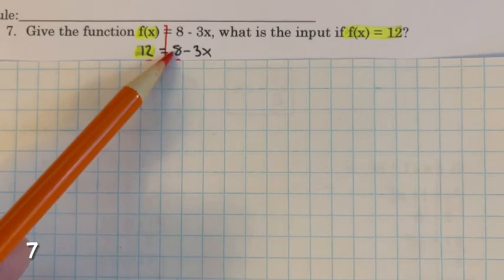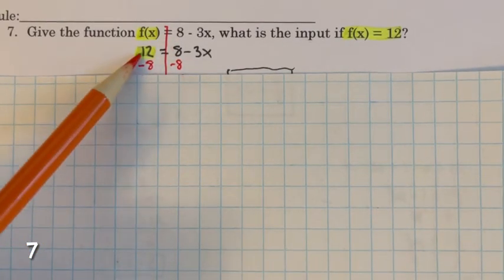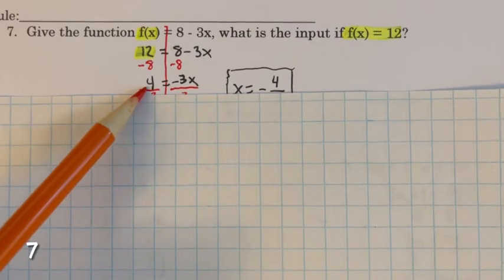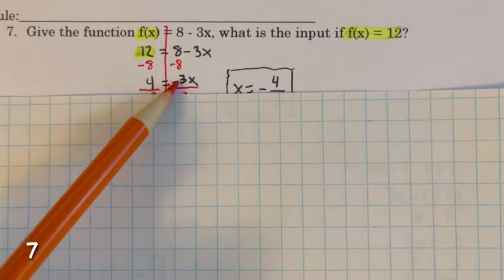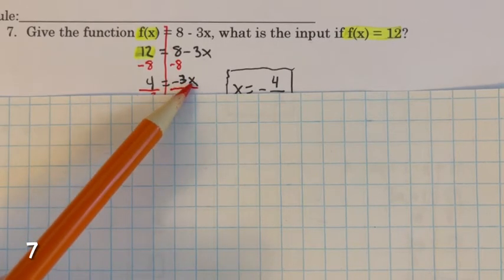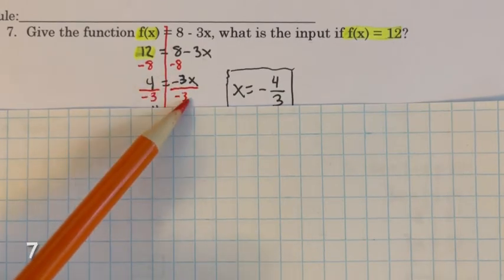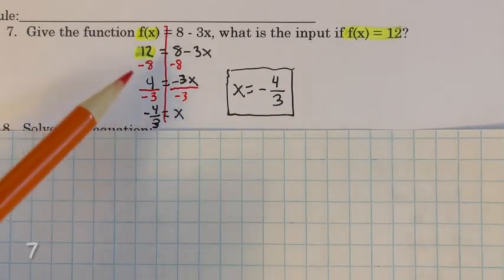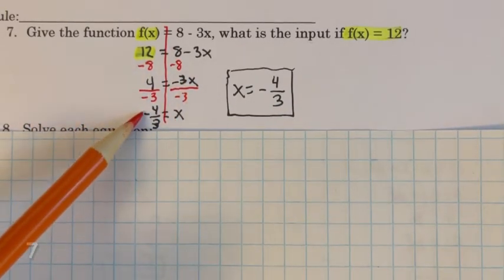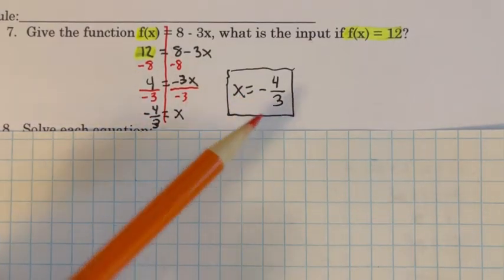And so we have 8, inverse property of addition and subtraction. So we're going to subtract 8 from both sides, 0 pair. 12 minus 8 is 4. And then now we have -3x. Inverse property of multiplication, this is multiplication, is division. So we're going to divide both sides by -3. This creates a giant 1. 1 multiplied by x is x. And then 4 divided by -3 is -4/3. So x equals -4/3.